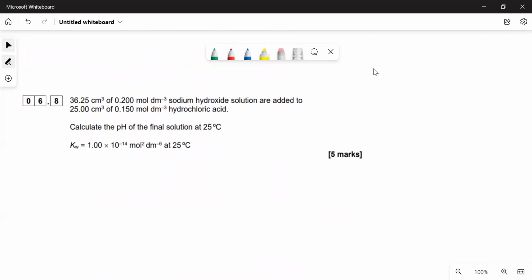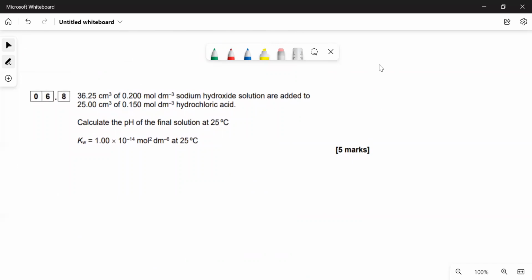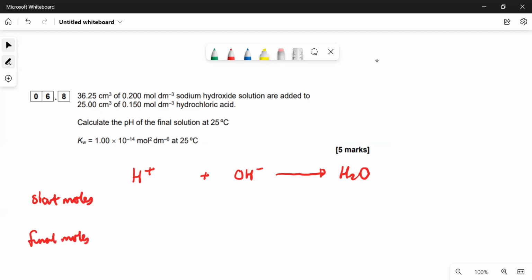Right, so what I would do here is, you've got sodium hydroxide, so I'd write an ionic equation. I'd write down OH minus. Let's write down H plus. H plus is going to react with OH minus to form H2O. Then I would probably put down here the start moles of each one. And here we'll have the final moles of each thing in the equation. And finally, we're going to have the final concentration. Need to work that out. Okay, so we're going to fill in that little table.